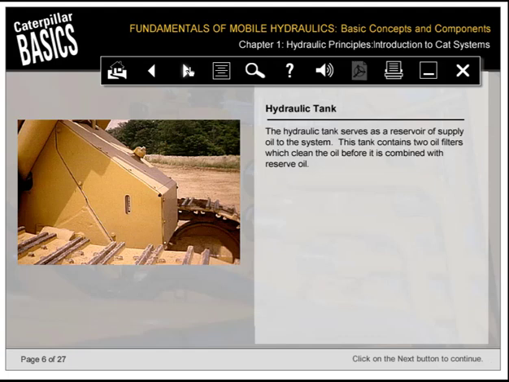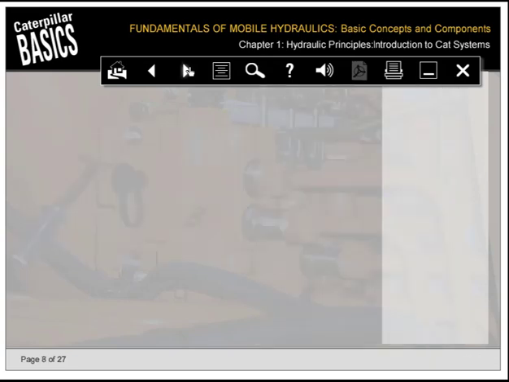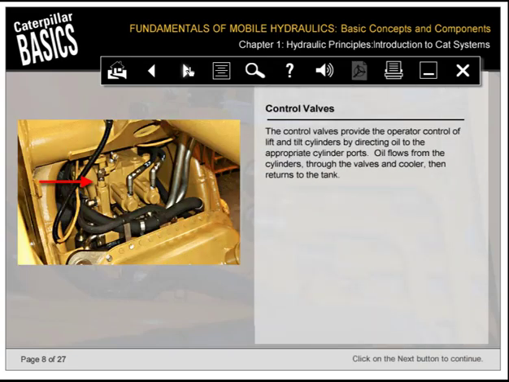This tank contains 2 oil filters which clean the oil before it is combined with reserve oil. The tilt cylinder receives oil from the tilt control valve to rack back and dump the bucket. The control valves provide the operator control of lift and tilt cylinders by directing oil to the appropriate cylinder ports. Oil flows from the cylinders through the valves and cooler, then returns to the tank.